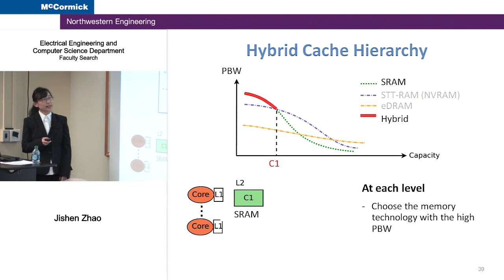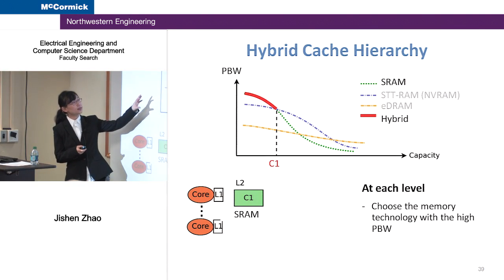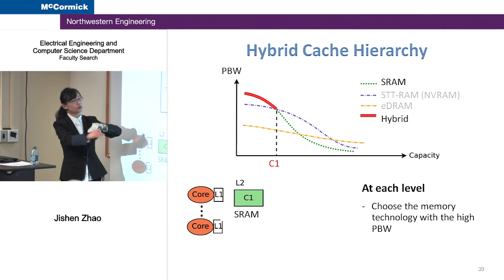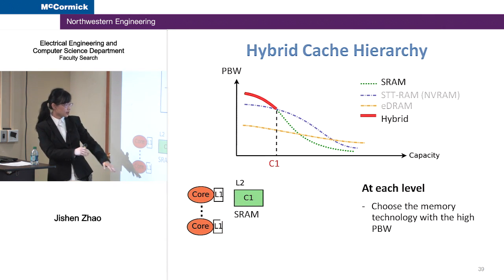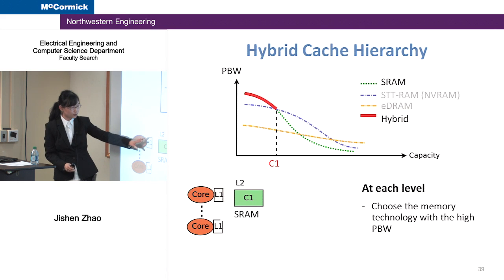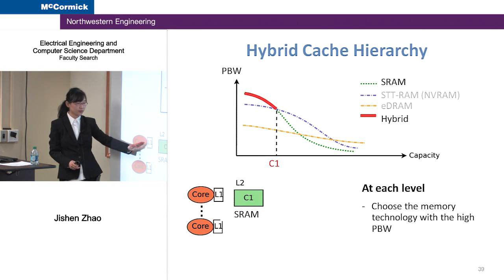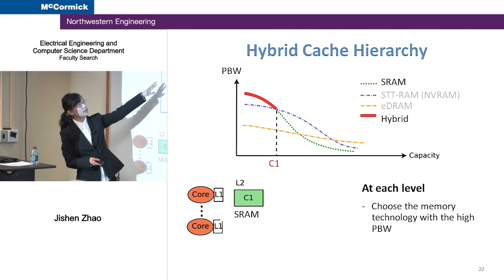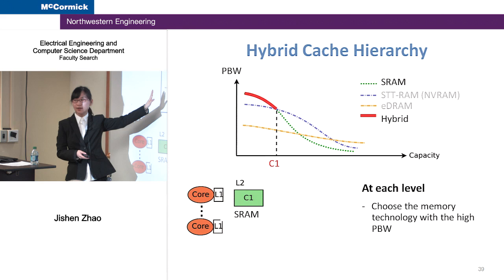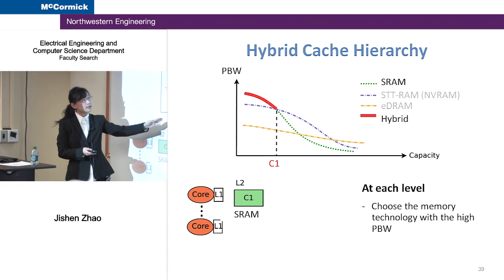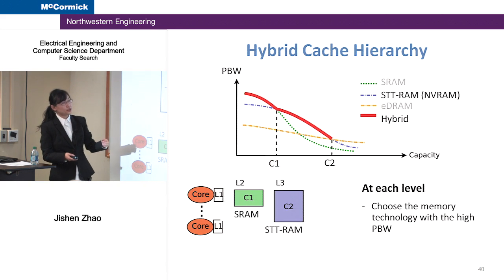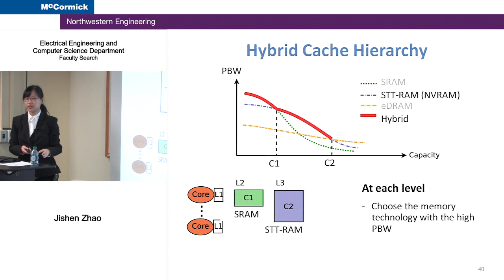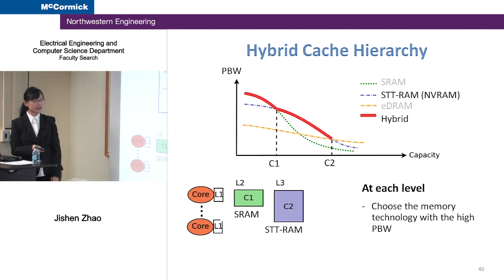Because the curves cross each other, the private cache still uses SRAM. Our design starts from the shared caches. At each level, we choose the memory technology that provides the highest memory bandwidth. So as you can see, we choose different memory technologies for different levels of cache.